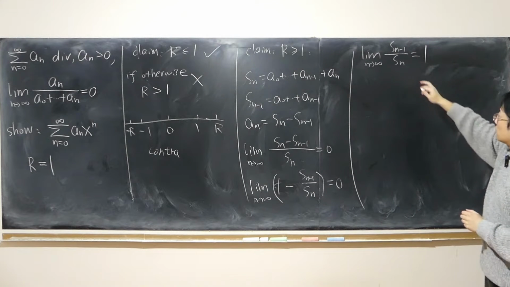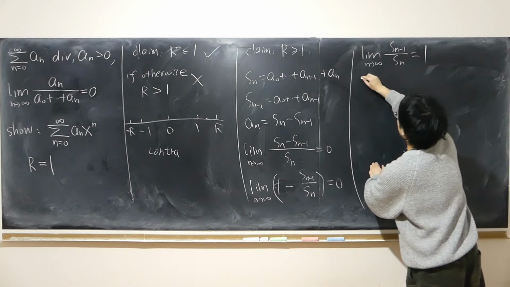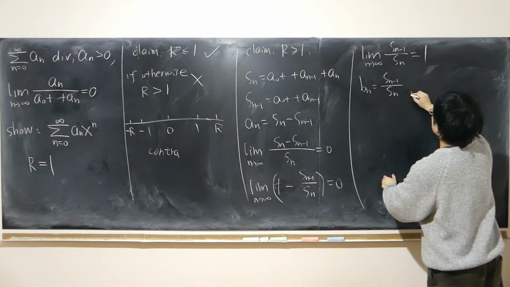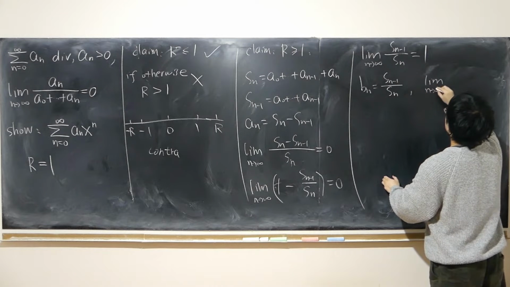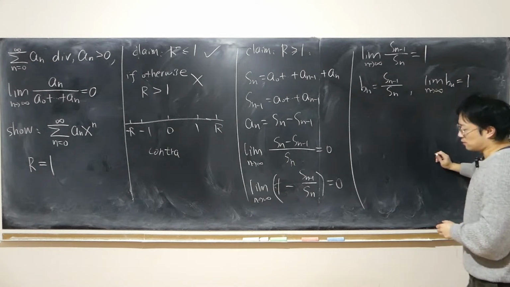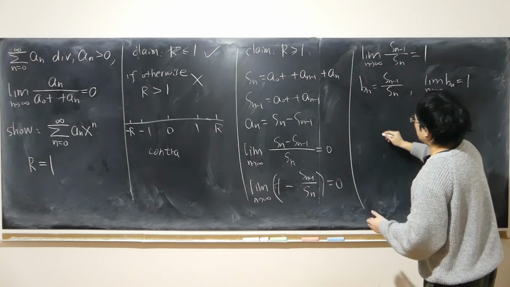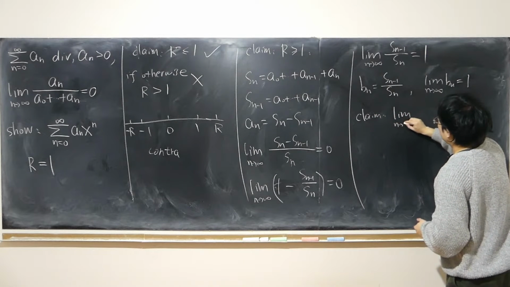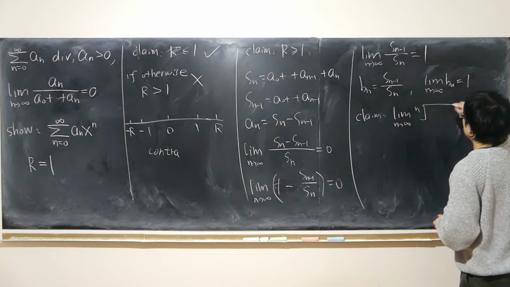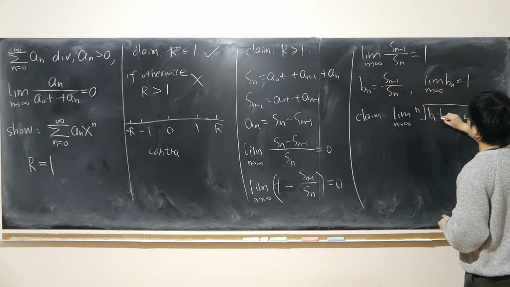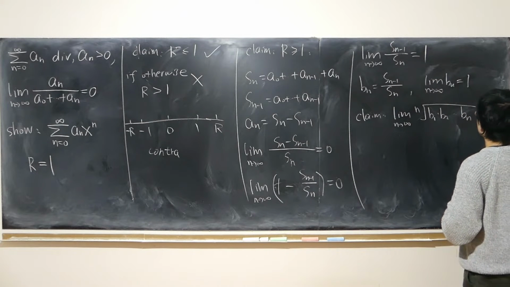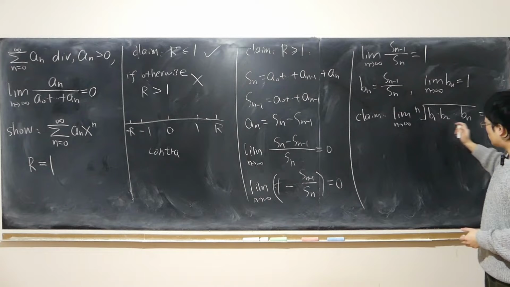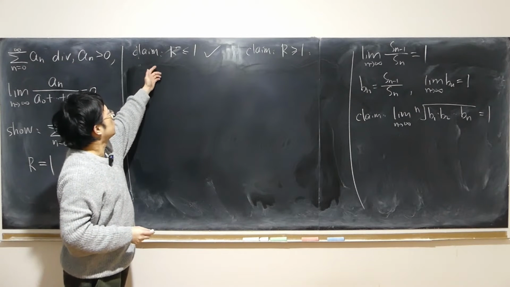So how is this useful? I'll just denote Bn as Sn minus 1 over Sn. In other words, the limit of Bn is 1. This is helpful because next I'm going to claim that the limit of the nth root of B1 times B2 all the way up to Bn is also 1. In other words, the limit of the geometric average is also 1. So what I've done so far is I've proven R is less than or equal to 1.